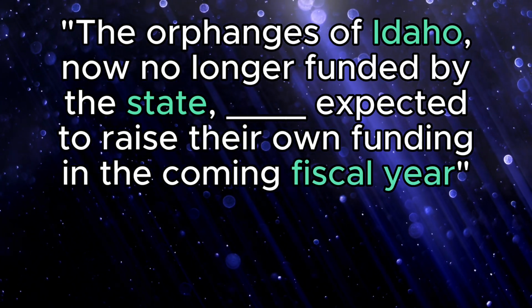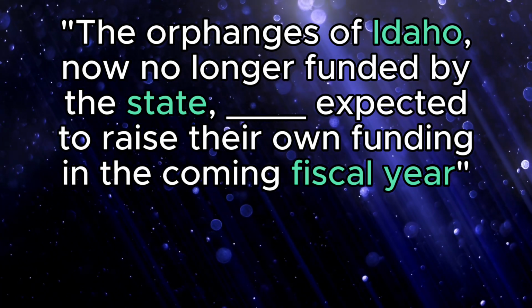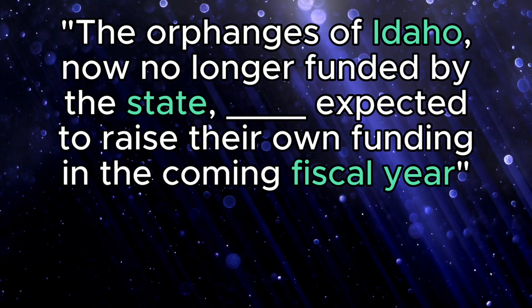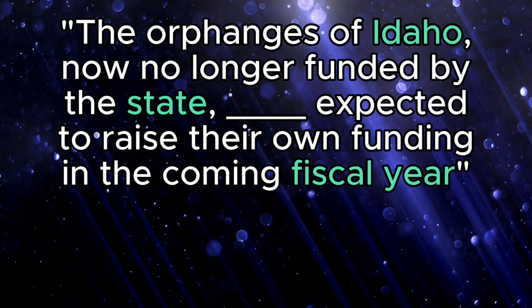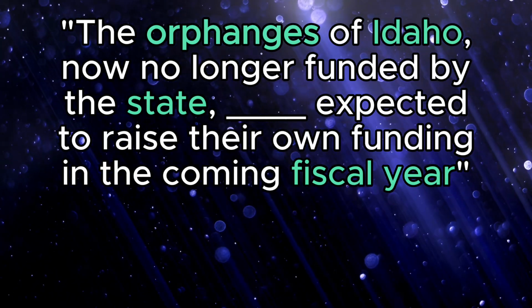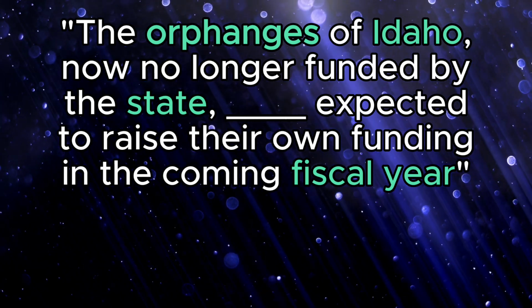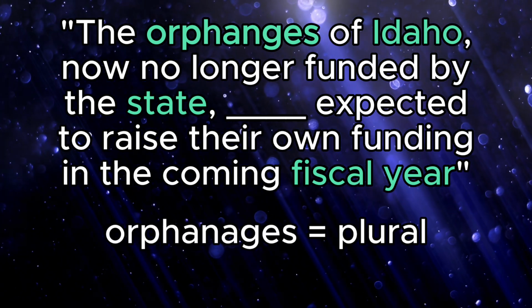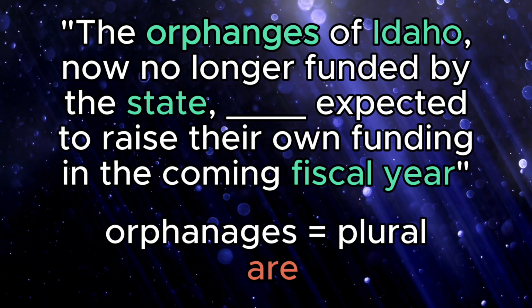Fiscal year, like state, is yet another descriptive noun identifying time. It would not be expected to raise its own funds. Therefore, the only other noun that we're left with is orphanages. As such, we identify orphanages as the subject, which is a plural subject, necessitating are as the correct verb number in this sentence.